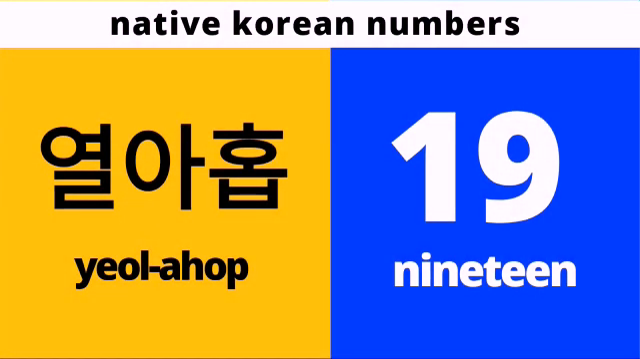Next is 19. The native Korean translation of this is YOL 아홉. YOL is 10, 아홉 is 9. 10 plus 9 is 19. That is why YOL 아홉 is the native Korean pronunciation of 19.